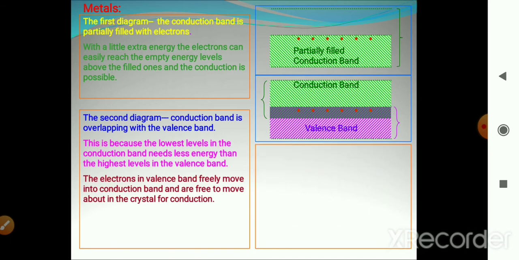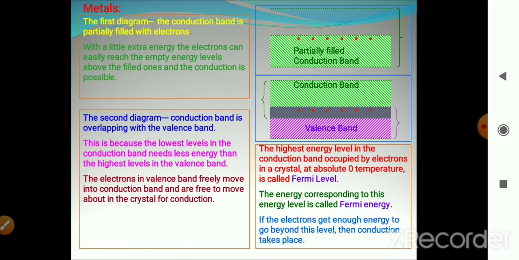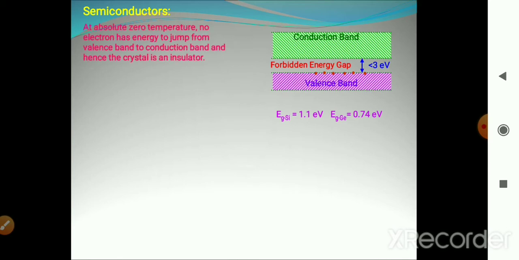The highest energy level filled at absolute zero temperature is called Fermi level, and that energy is called Fermi energy. Now let's take the energy band diagram of a semiconductor. Here the separation between valence band and conduction band is less than 3 electron volt. For example, for silicon it is 1.1 electron volt, and for germanium it is 0.74 electron volt.